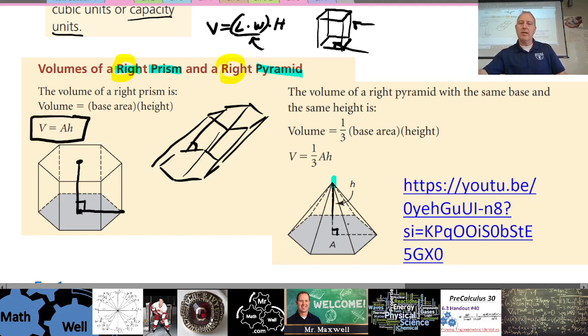Now, this one here is the formula. I will tell it to you, and then I'm going to show you this little YouTube video, which will demonstrate that this is true, which I think is pretty cool. So the volume of a right pyramid is the area of the base times the overall height, but then it's divided by 3, or times 1/3, okay? I'm going to just load up this video and show you in a second.